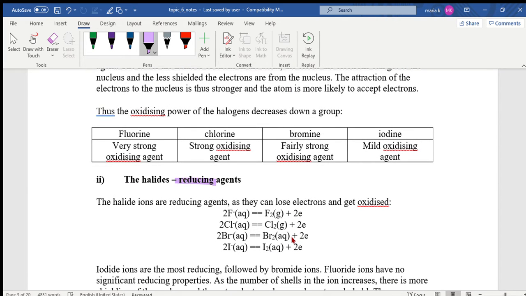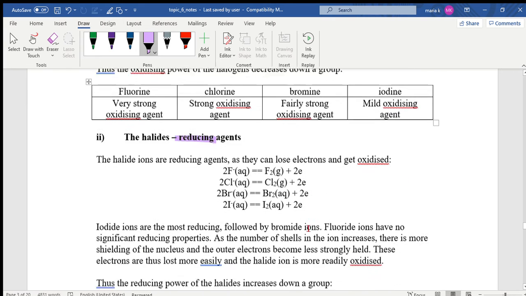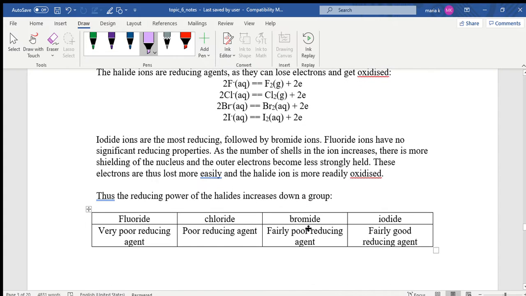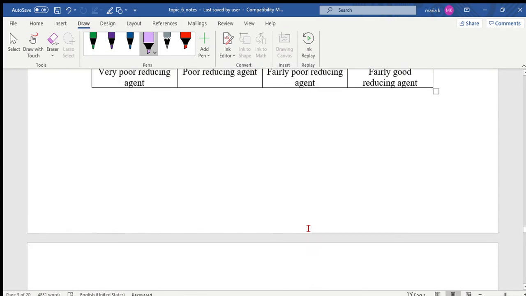As reducing agents, they themselves are oxidized. Now remember, oxidized is loss of electrons. So to make it a better reducing agent, there must be more and more shells, because there is more shielding, so less attraction to the nucleus, and so that electron will be easily removed. Okay, so as you go down the group, they are better reducing agents.